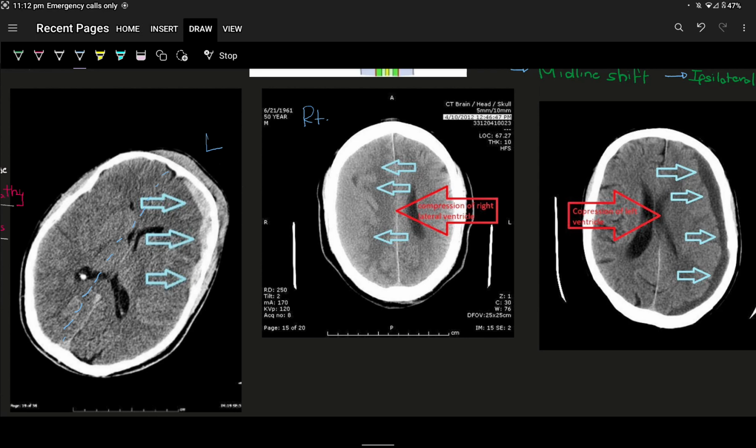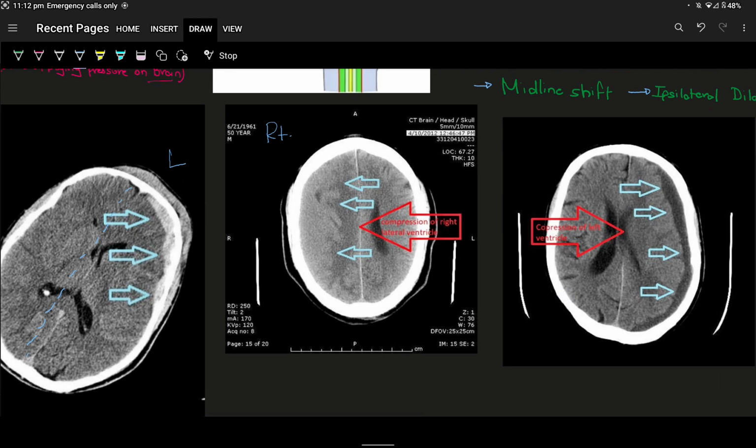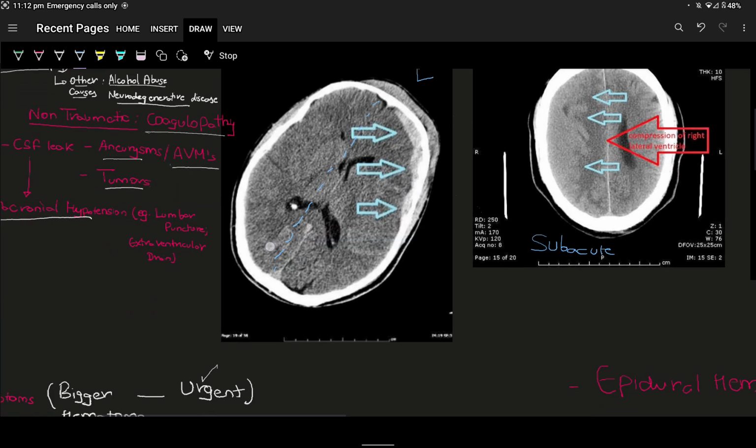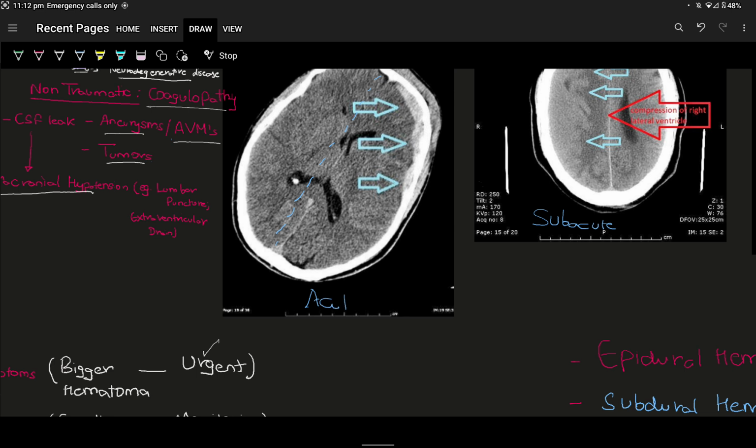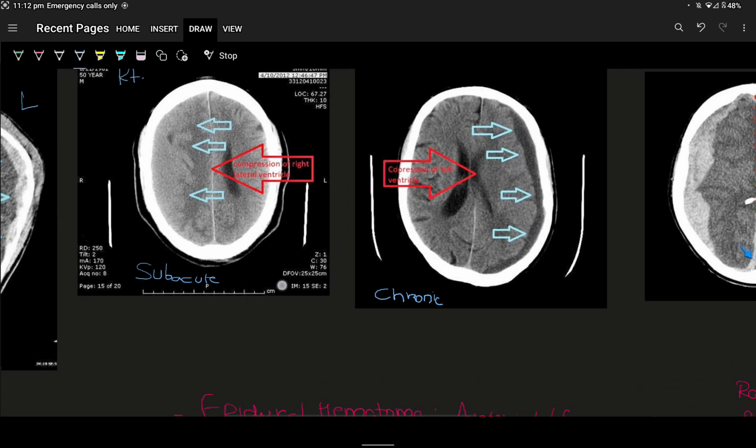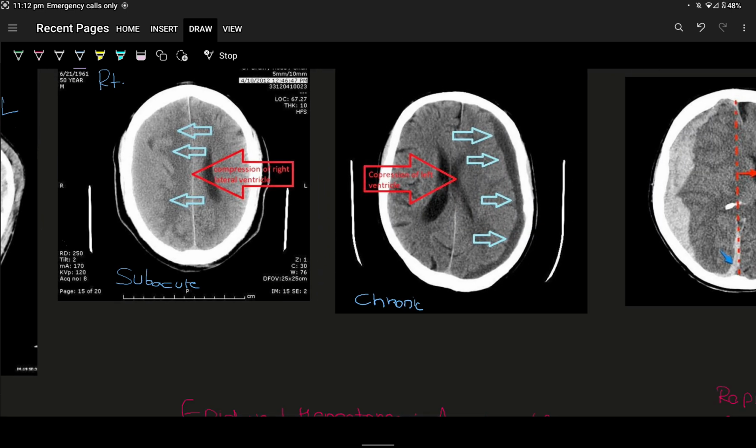Then we have the chronic subdural hematoma. The second image was for the subacute. The third is for chronic, and the first is for the acute phase of subdural hematoma. In the chronic phase, what we can see is hypodense, that is, it is dark black, which is compressing the left lateral ventricle.